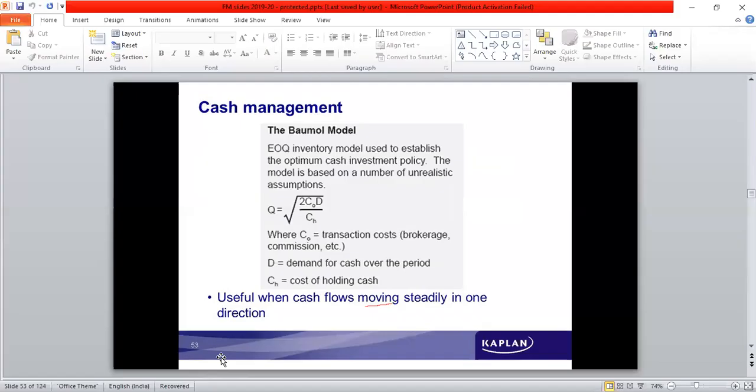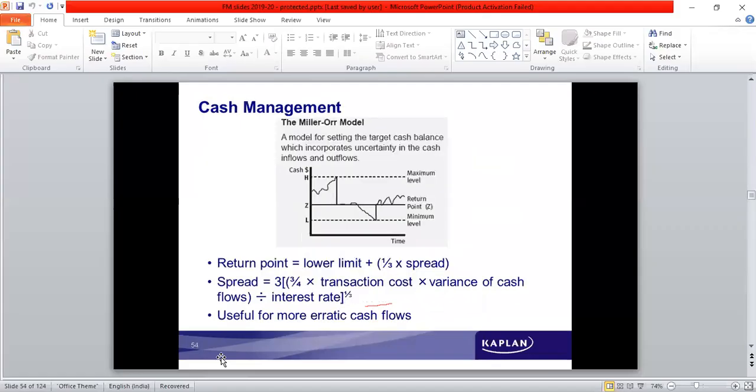So some amount of cash is needed to be maintained, and the rest of it has to be invested. So there is a management needed to understand how much cash is required and how much cash should be maintained. So that's cash management. There is a model which is given by Baumol. There are two models with respect to cash management we are going to look into. One is Baumol's model and another one is the Miller Orr model.